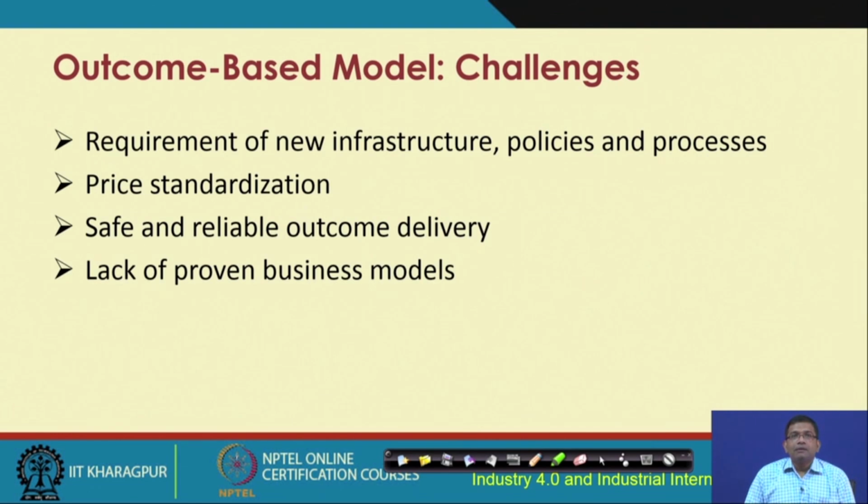Similar to the subscription based model, there are different challenges also. If a business is adopting the outcome based model, there are challenges with respect to the standardization of the price, the requirement of new infrastructure, policies, processes, safe and reliable outcome delivery, lack of proven business models, etc. These are different challenges behind the use of the outcome based model.